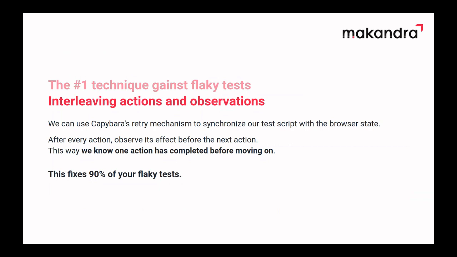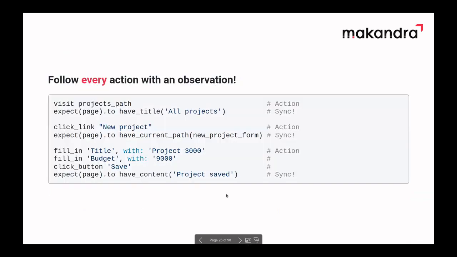And this is the first technique that I would recommend if you have issues with flaky tests: try to interleave actions and observations. So after every action, observe its effect before you move on to the next action. So I have an example here. In this case, I go to the list of projects, and this is an action. And in the next line, I have an observation. I expect that I am on the next page because the next page has this title here, all projects.